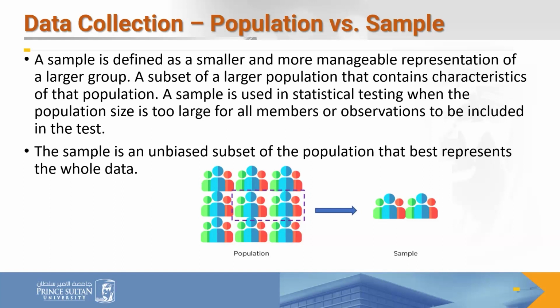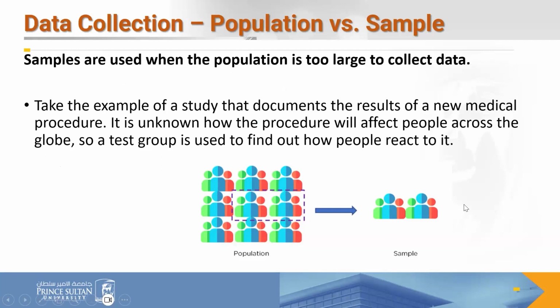And of course, most of the time you use a sample, not the whole population, when the population is too large. For example, if I want to study a study that documents the results of a new medical procedure, it is very difficult to give this medical procedure to everyone in the world, right, in order to make sure it works. But we will choose a sample, a group of people to apply this medical procedure to, and then we draw conclusions. So this is why we need a sample. We cannot apply it to the whole population.